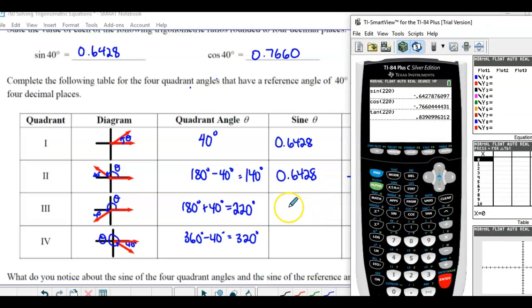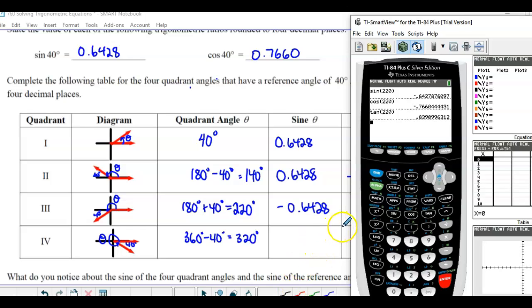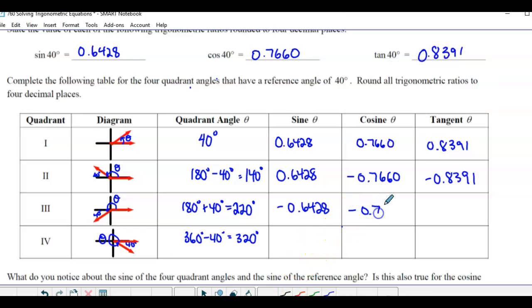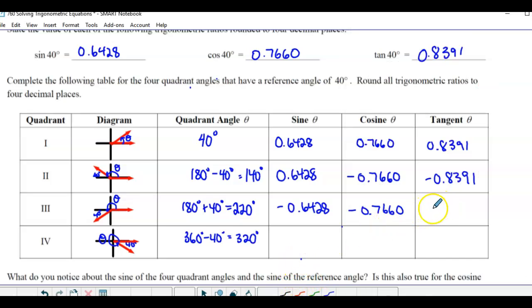So that's going to be negative 0.6428. Cosine is negative as well. And tan is positive. Notice how the digits are all the same. It's just one is positive, one is negative. That's because they all have the same reference angle.